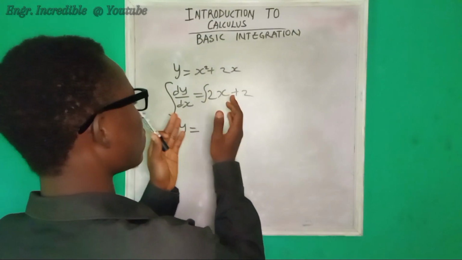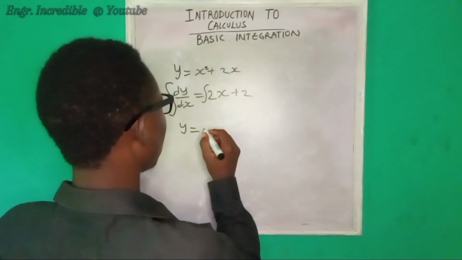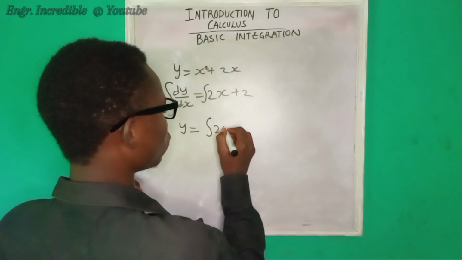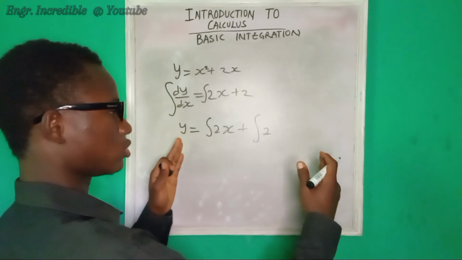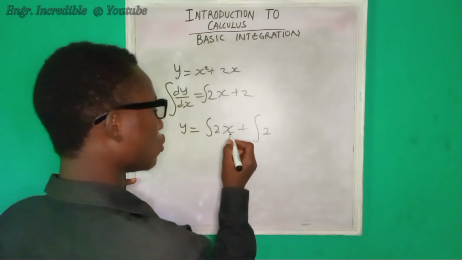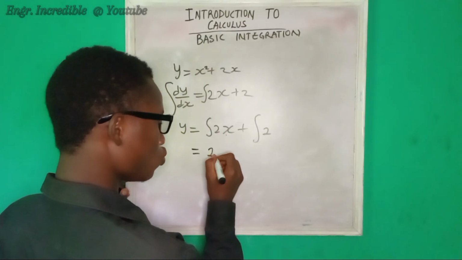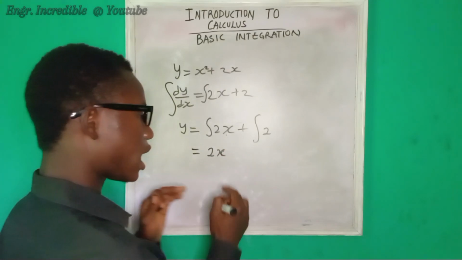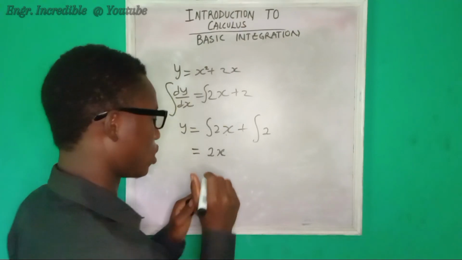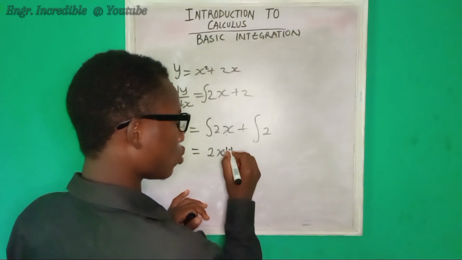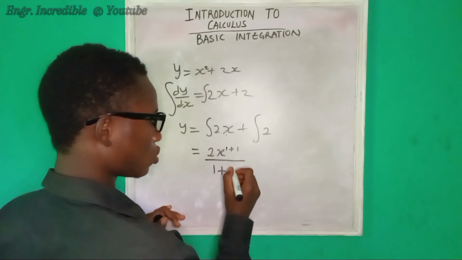Now, first of all, we have 2x plus 2. We can put it in separate sides. We can simplify it as integration of 2x plus integration of 2. We can put it this way. So now, when we are integrating 2x, it will be equal to 2 times x. Now we know that x is raised to power 1 because it's not showing. So we have x to the power 1 plus 1 divided by 1 plus 1.